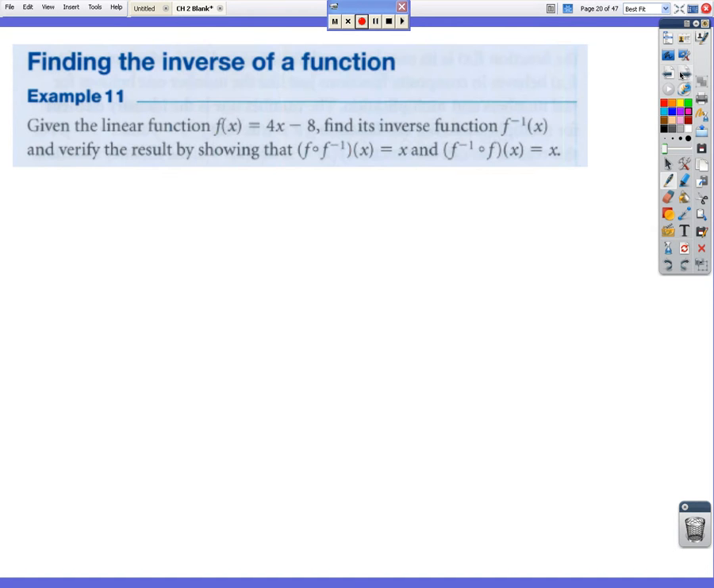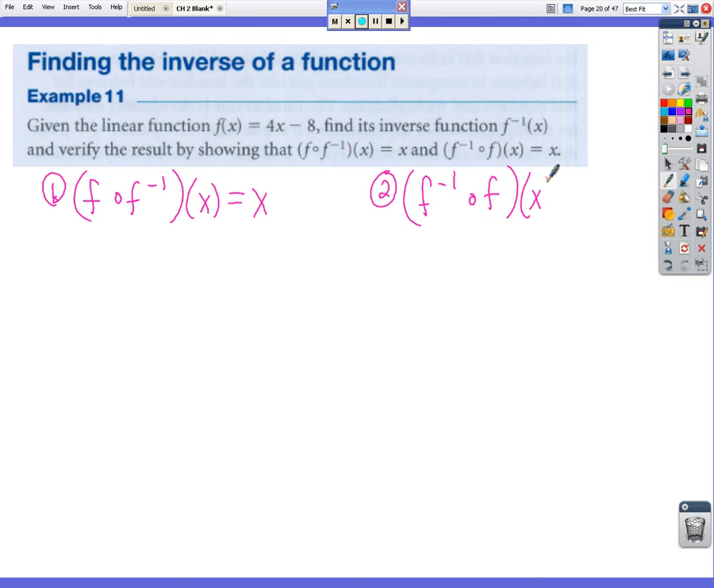Okay? So given the linear function and its inverse, verify the result by showing. So this is what you'd have to show. It's a two-part process. Part 1, you have to show that f of f inverse of x equals x. And part 2 would be that you take the inverse first, composition with the function of x, and you want to show that that equals x. So how do we show? We actually do the composition. So f of x is on the outside, so 4x minus 8. In this case, I want to put in the inverse function.